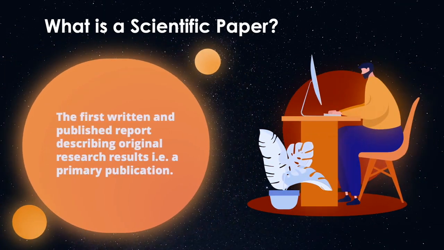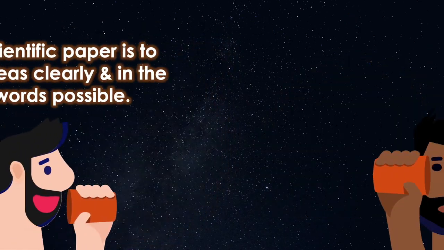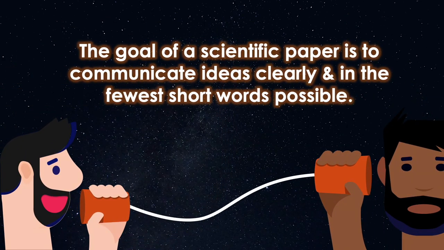So what is a scientific paper? According to Day and Gastel, it is the first written and published report describing original research results. In other words, it is a primary publication. And the goal of a scientific paper is to communicate ideas clearly and in the fewest short words possible. If you want to know more about scientific writing, see my previous video linked in the description below.